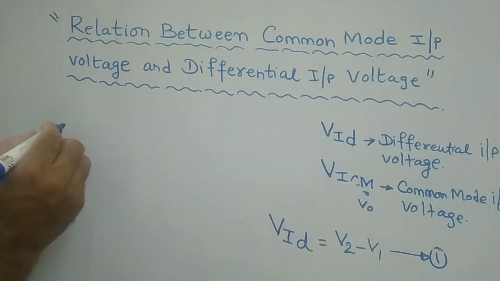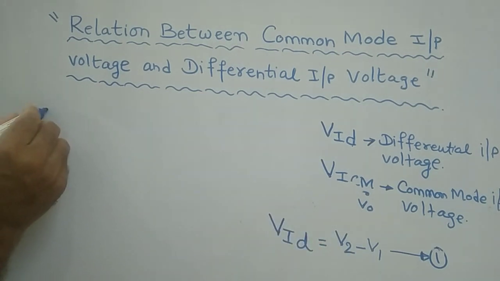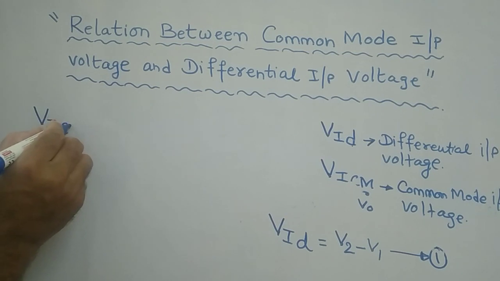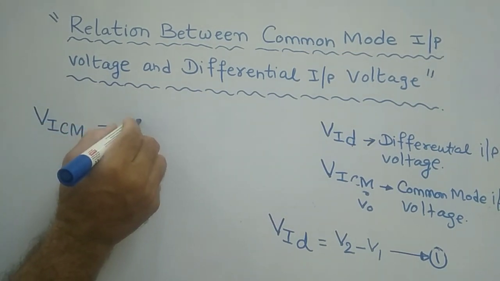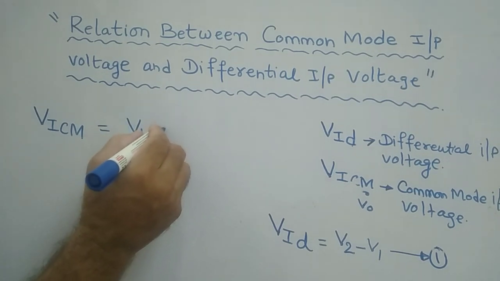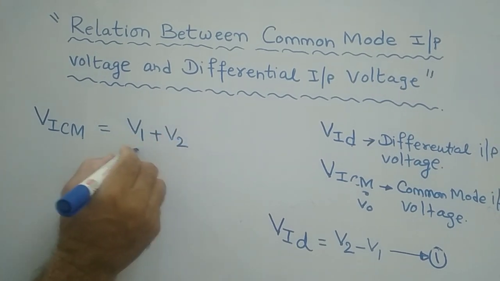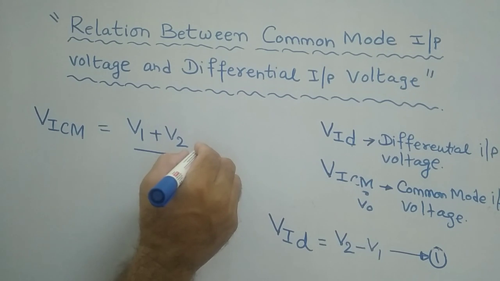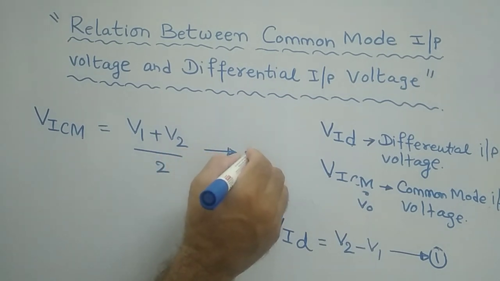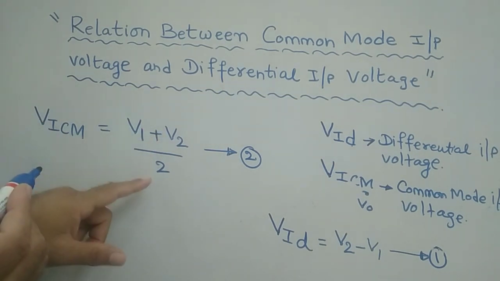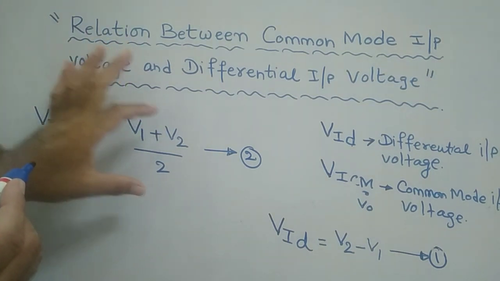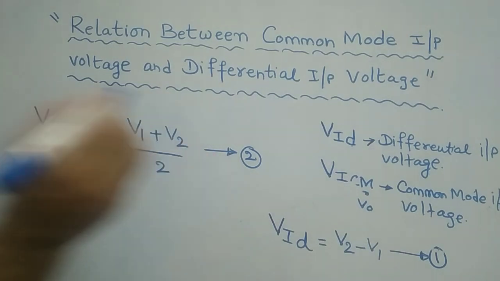VID we have seen. Now I am writing VICM, the common mode input voltage. It is the average of the input signals. What are the input signals, by the way? V1 and V2 are the input signals. If you take V1 plus V2 by 2, that is the average of the input signals. This is equation number 2.